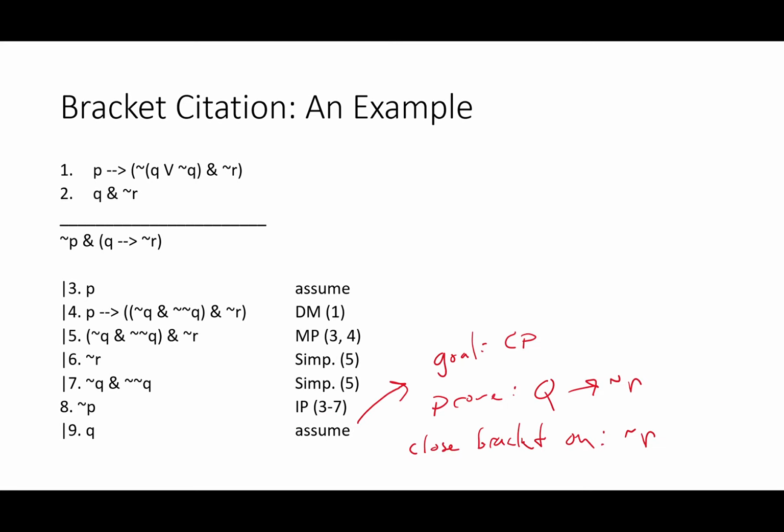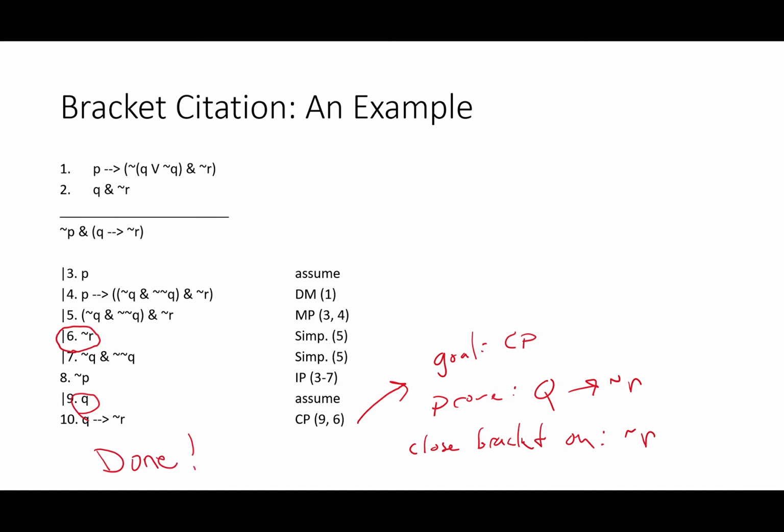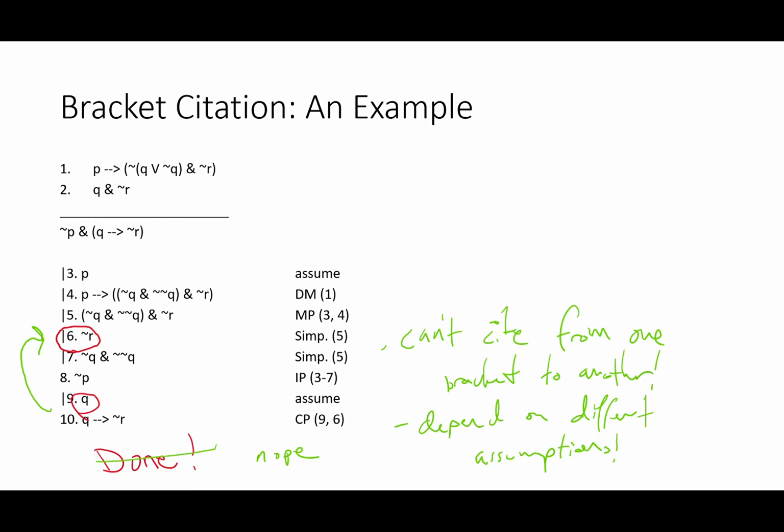Just as before, it's good to write down your goal, what you want to prove, and how you'll close the bracket. We want to do a conditional proof. We want to prove if Q, then not R, so we'll close the bracket whenever we come to not R. Done! Look, there's not R in line 6. Conditional proof, 9, 6. I hope this raised a red flag for you, because, no, we can't cite from one bracket to another. They depend on different assumptions. That's just not how conditional proof works.